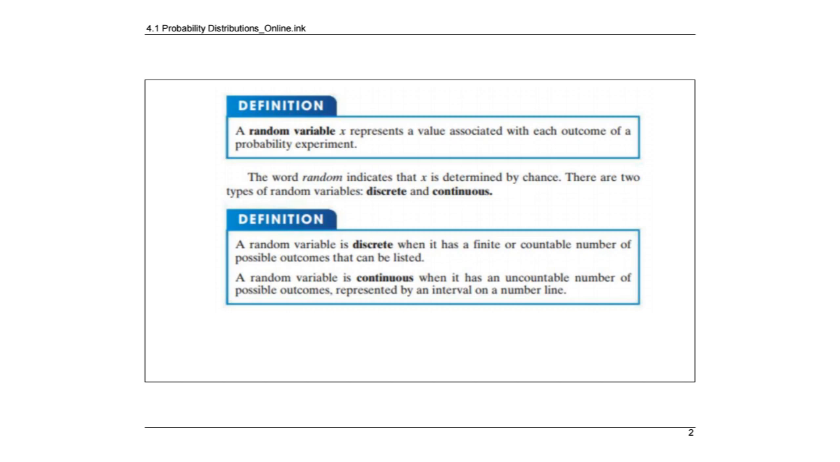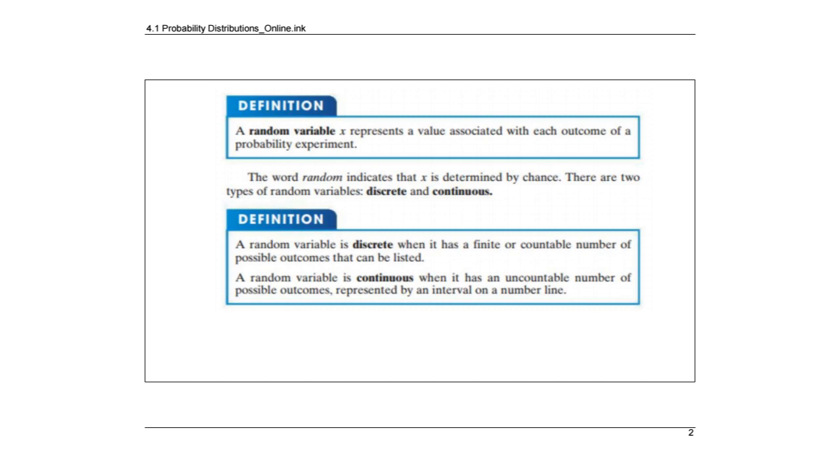We've got a random variable x, which represents a value associated with each outcome of a probability experiment. Give me a few minutes and I'll show you what that means. The random is that x is determined by chance, and then we're going to have two kinds of random variables, discrete and continuous. So discrete means that there's a finite or a countable number of possible outcomes.